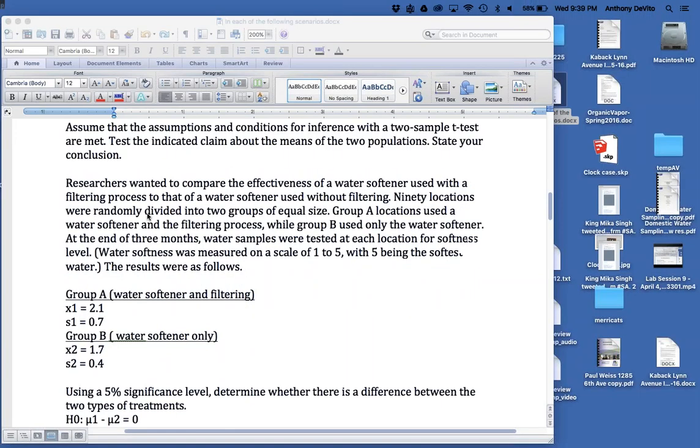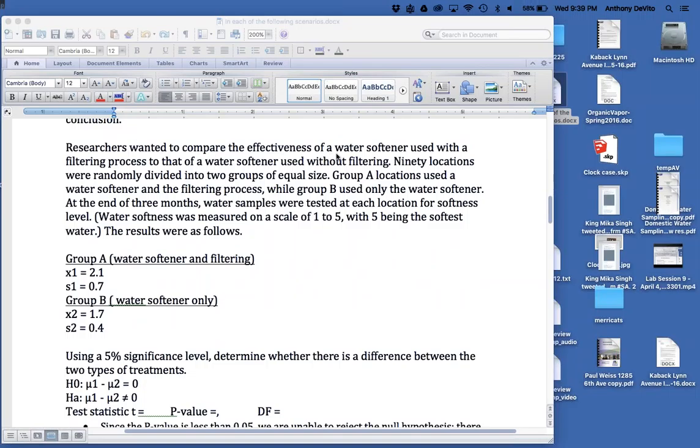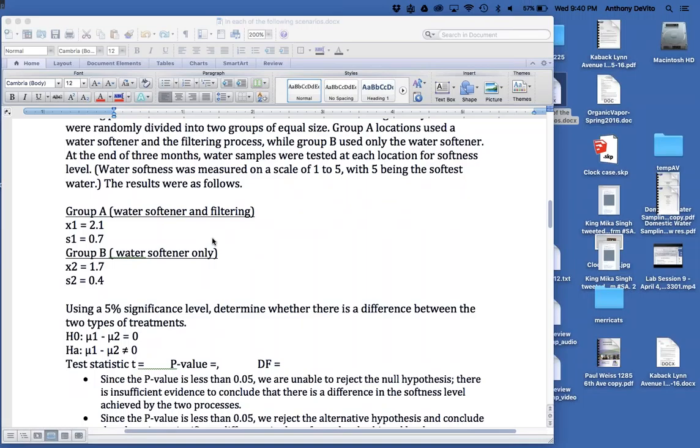In other words, it's completely independent. Researchers want to compare the effectiveness of a water softener on a filter process. 90 locations were randomly divided into two groups of equal size. In other words, this idea of randomness. And we know that there's 45 locations in each group. Group A locations use a water softener and filtering process. Group B used only a water softener. At the end of 3 months, the water samples were tested at each location for softness. Water softness was measured on a scale of 1 to 5, 5 being the softest, with the following results.